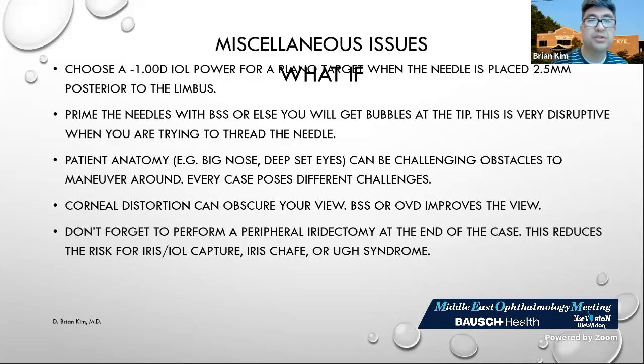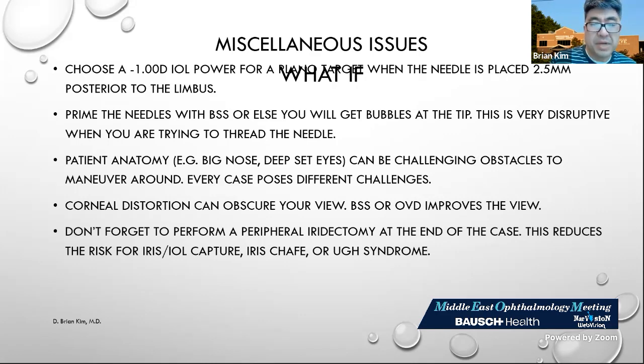So since I go 2.5 millimeters posterior to the limbus, I do choose an IOL target power of -1 because it's going to be sitting a little bit more posterior. So you want to make an adjustment for the lens power. And you want to prime the needles with BSS, because when you're placing the needles through the sclera and it emerges into the vitreous space, you'll see bubbles coming out and it's very disruptive.